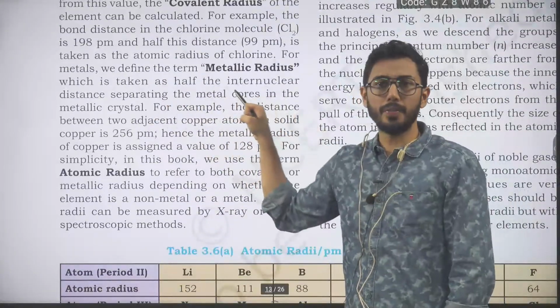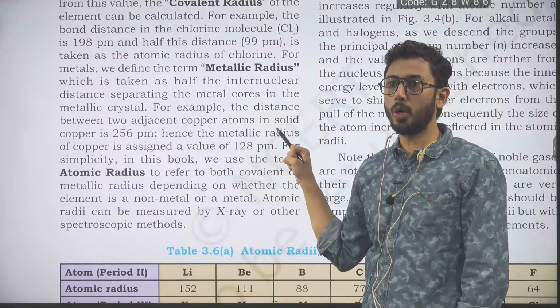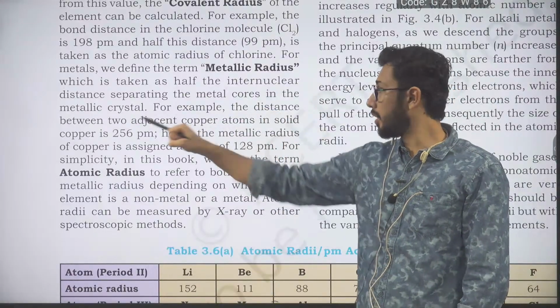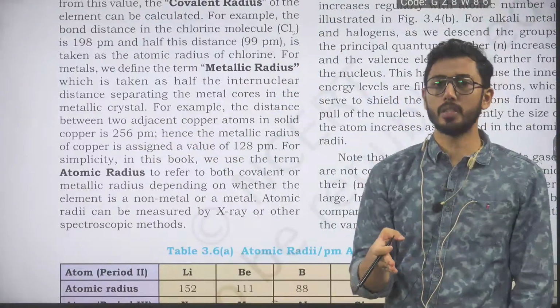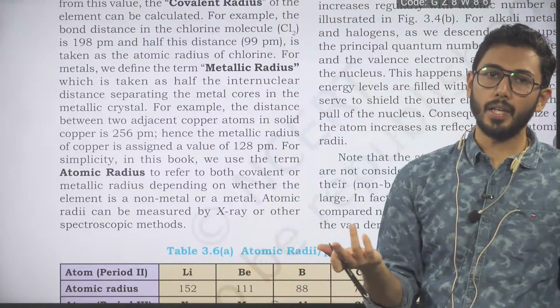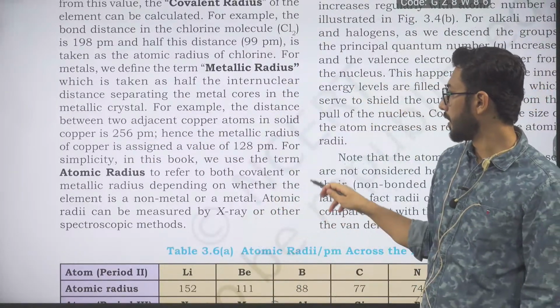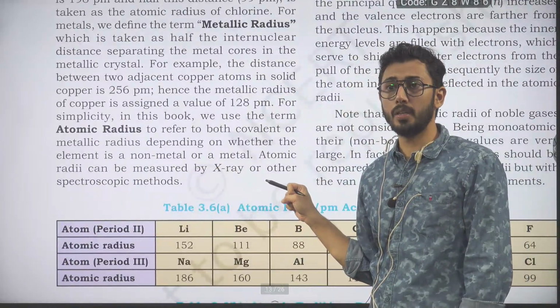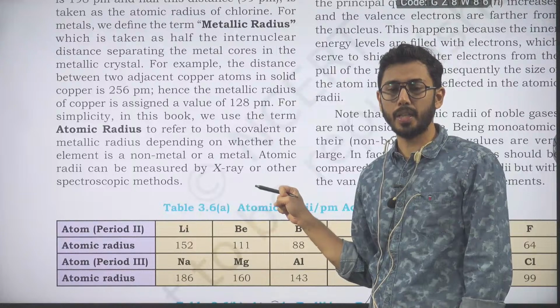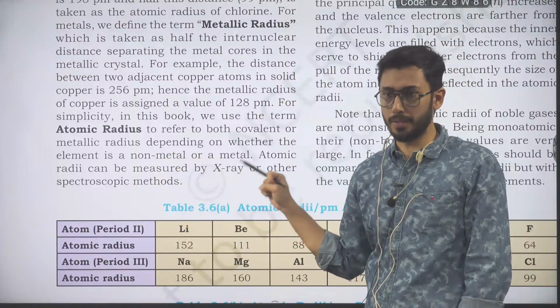Metallic radius definition is given. Then example, copper in solid state, solid copper 256 picometer. Half of this bond distance will be the metallic radius of copper. How are they measured? Underline that one. They are measured by which one? By X-ray techniques or spectroscopic methods.